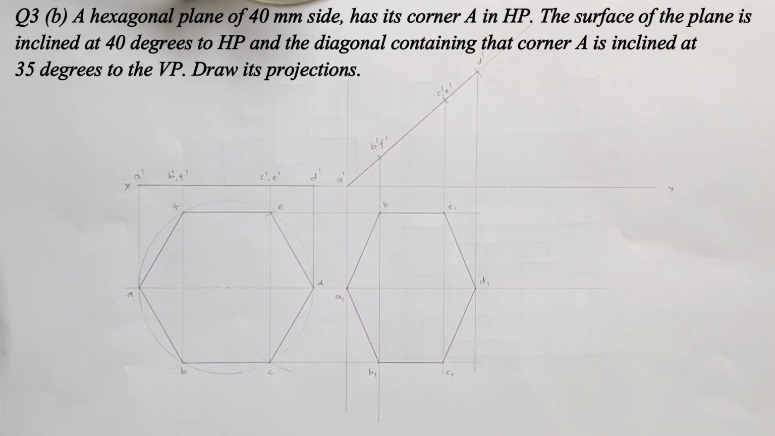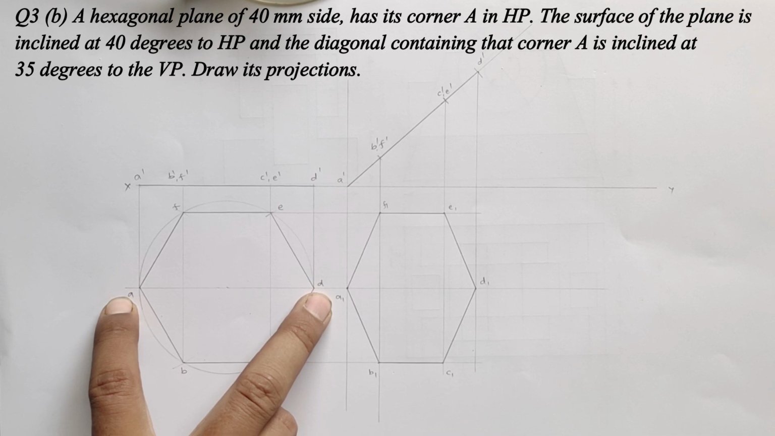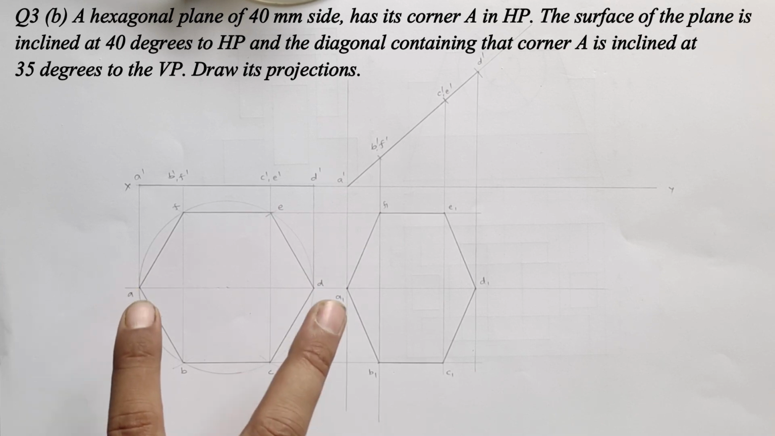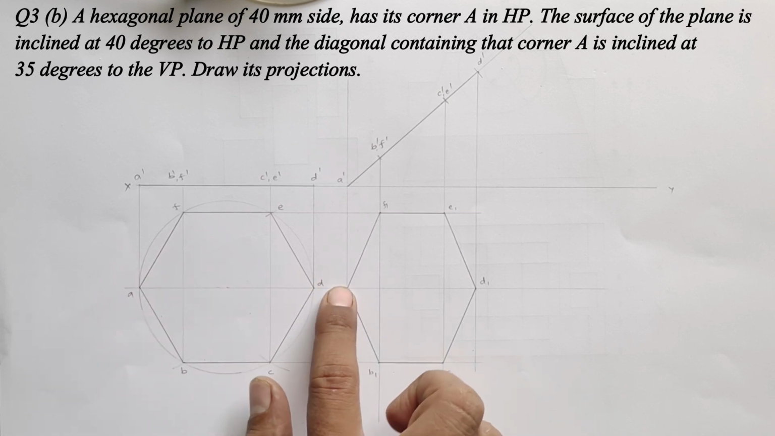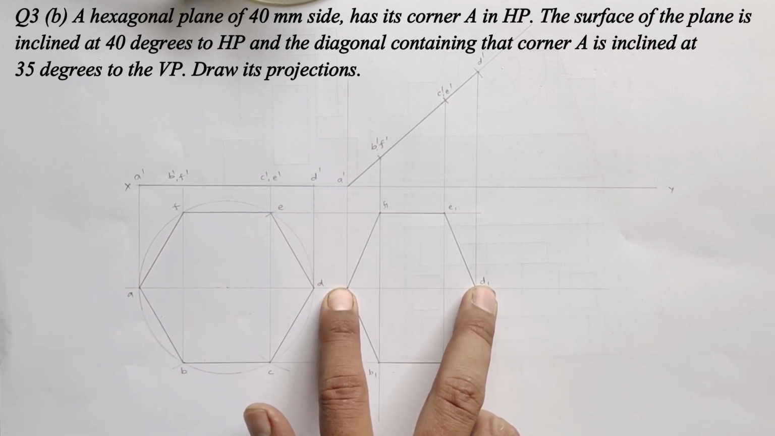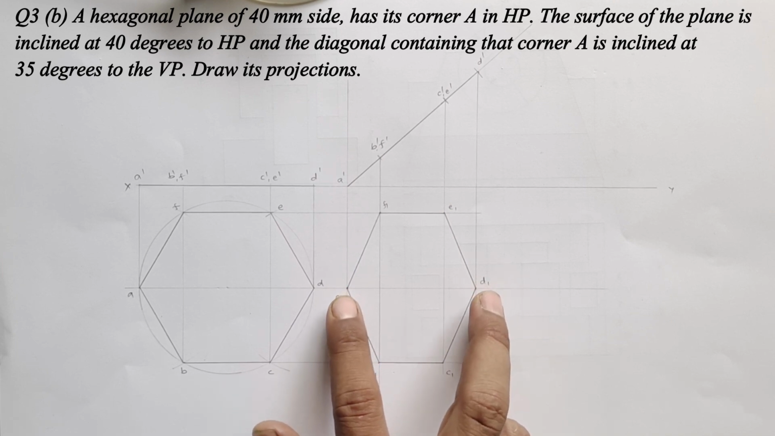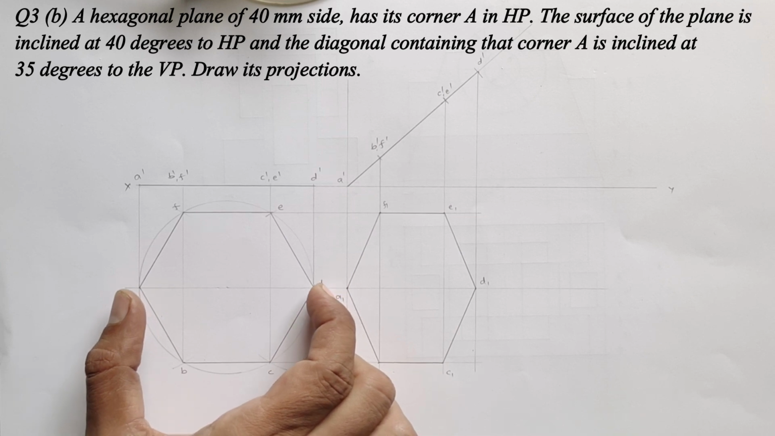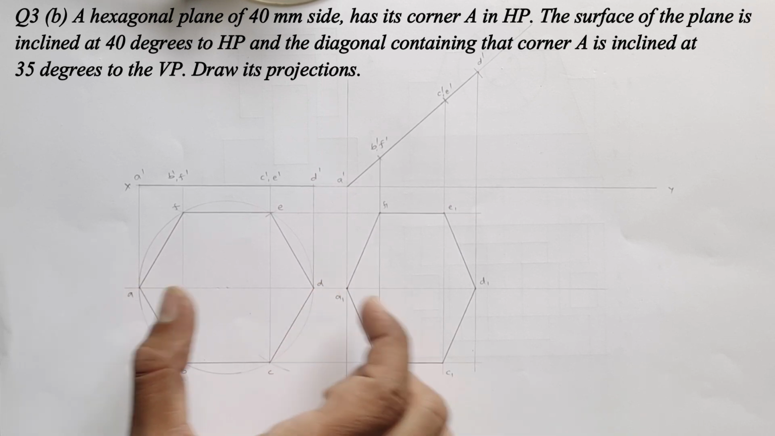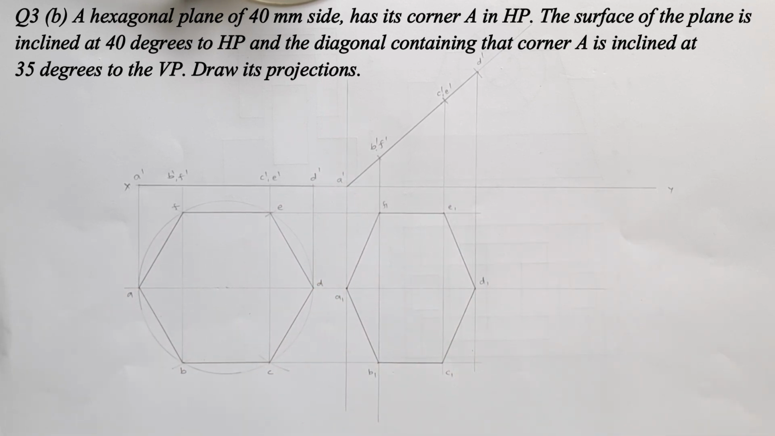Now, in the question it is said the diagonal containing that corner. So we are talking about diagonal AD. And it is mentioned the diagonal containing that corner is inclined at 35 degrees. So here, as you can see, this is the actual length of the diagonal AD and this is the reduced length, or you can say top view of the diagonal. So you don't have to use this length to incline at 35 degrees. Instead, we have to keep this AD, the true length, at 35 degrees. So here the locus method will be involved.